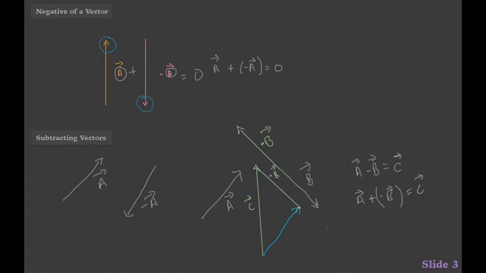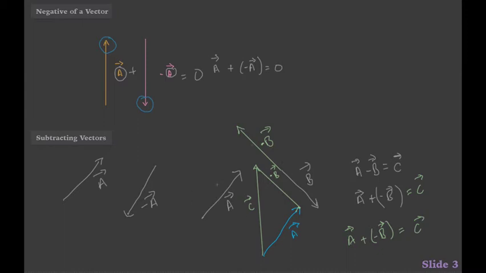This is negative B. So we have vector A plus negative B is equal to this vector C here. Now that's one way to think about it.